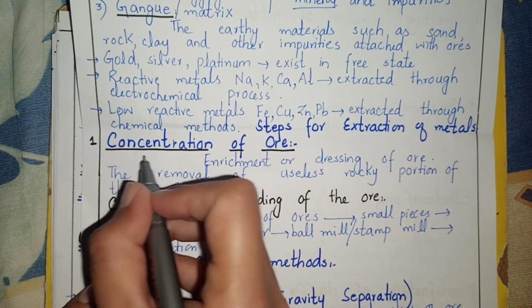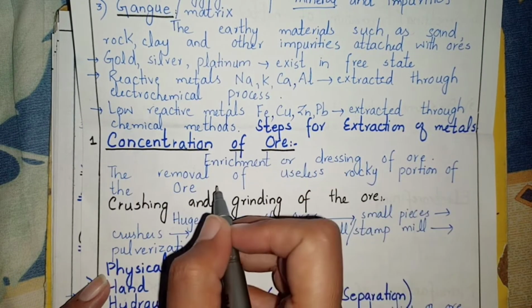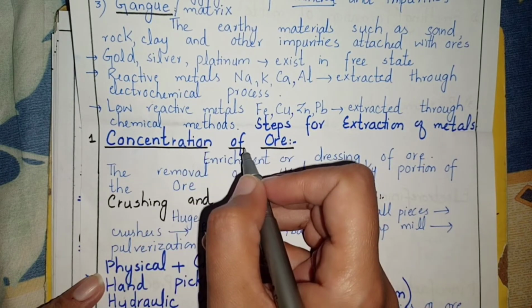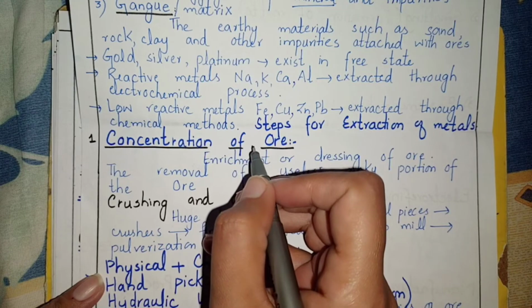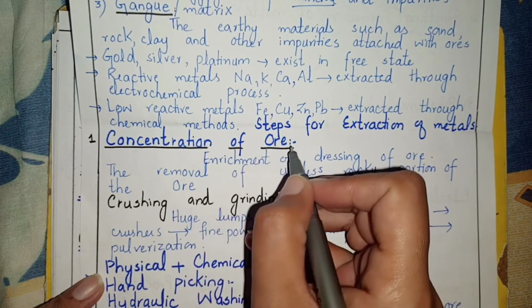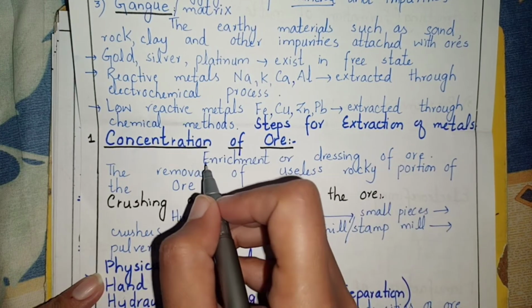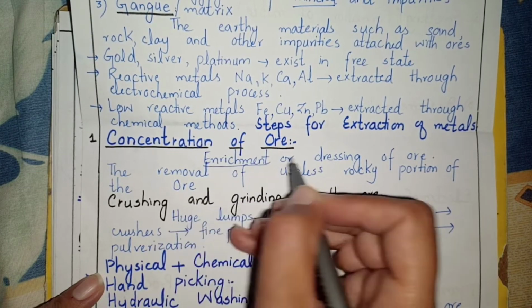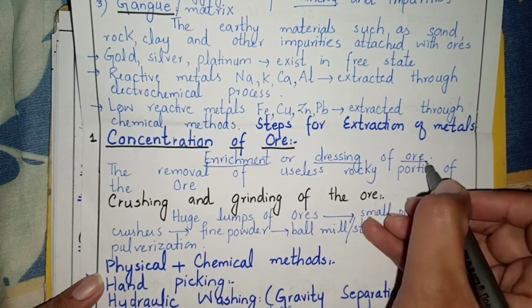So the first step is concentration of ore. Now what is concentration of ore? The removal of useless rocky portion of the ore means gangue is called concentration of ore, and this concentration of ore is also called as enrichment or dressing of ore.